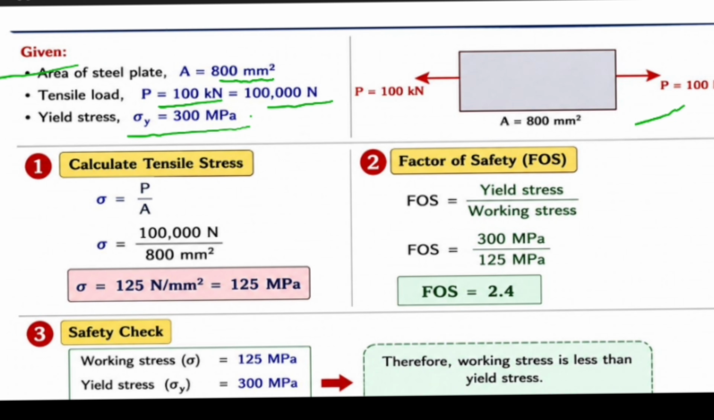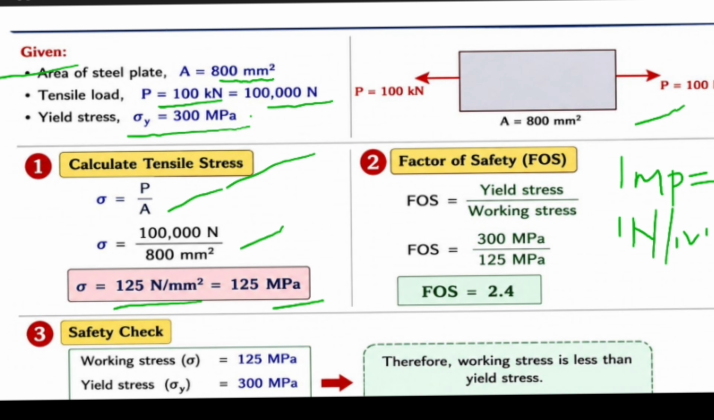So coming to the calculation, tensile stress is nothing but load by area, P by area. This is the formula we are going to use. It is already given in the question. P is 100,000 Newton and area is equal to 800 mm square. If you solve, you will get 125 Newton per mm square. You can convert it into megapascal: 1 megapascal is equal to 1 Newton per mm square. Okay, this you can write.